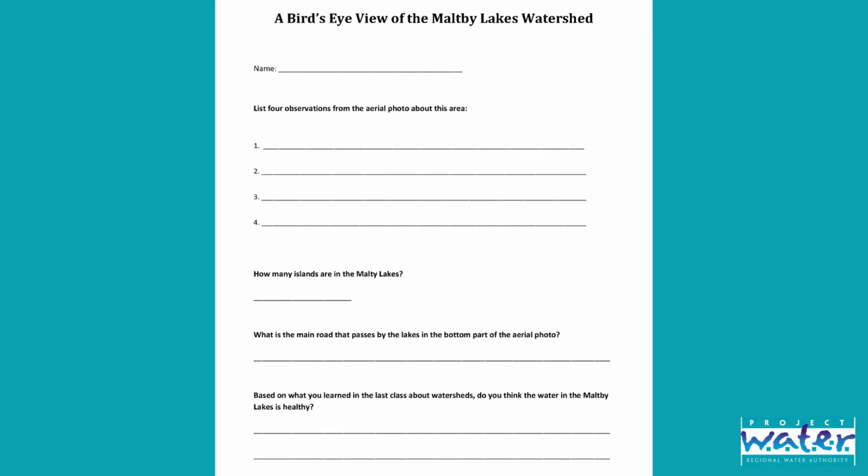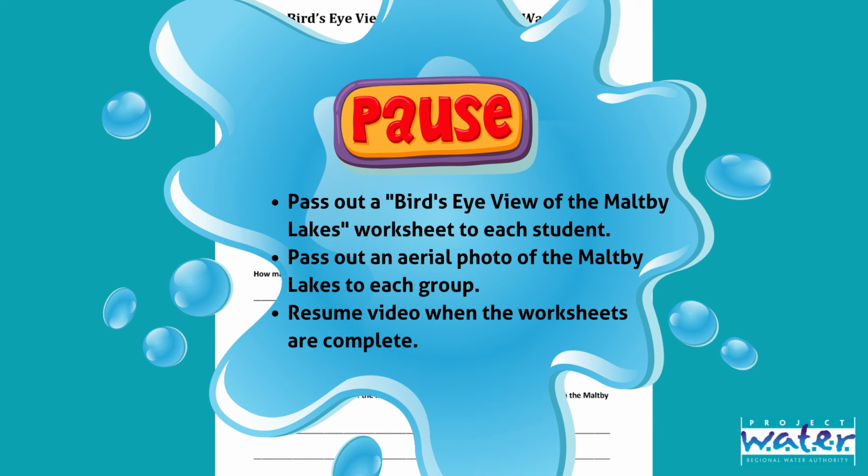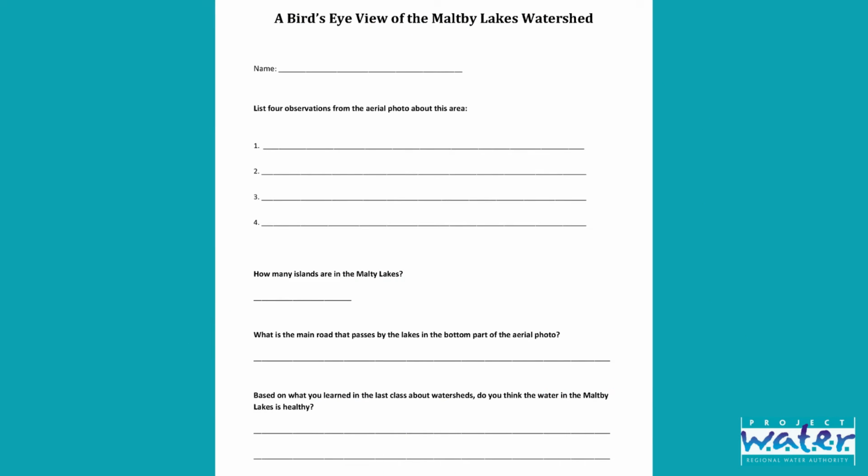Everyone is getting a worksheet, like the one on the screen right now, and each group will get an aerial photo of the Maltby Lakes watershed. We're going to pause the video here so your teacher can pass out the worksheets and the aerial photo. When you get the materials, start working with your group using the aerial photo to answer the questions on the worksheet. When you are through, we'll resume the video and talk about what you found.